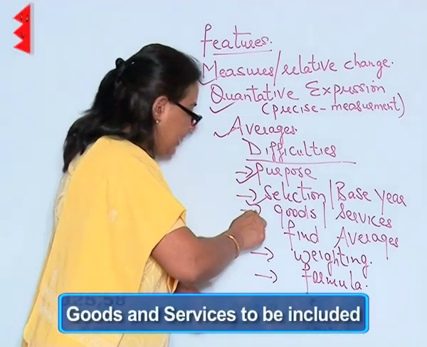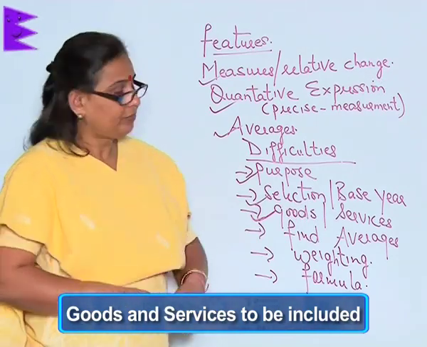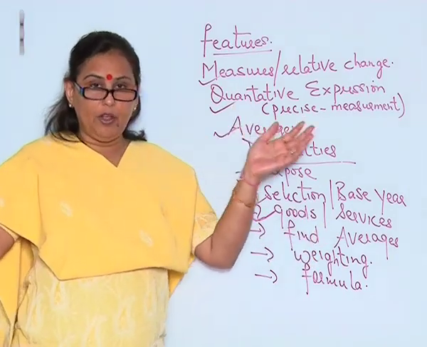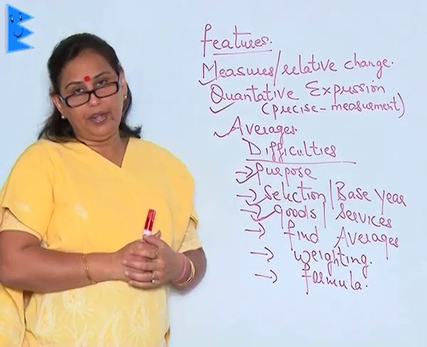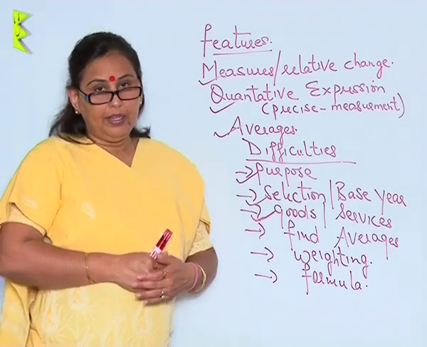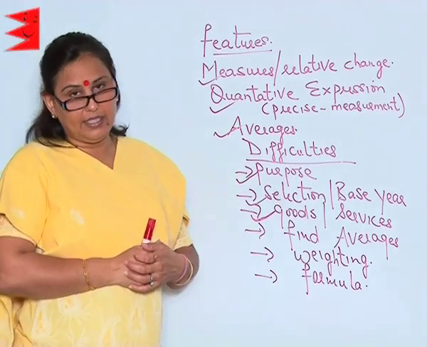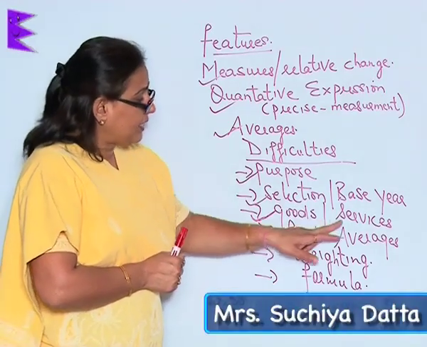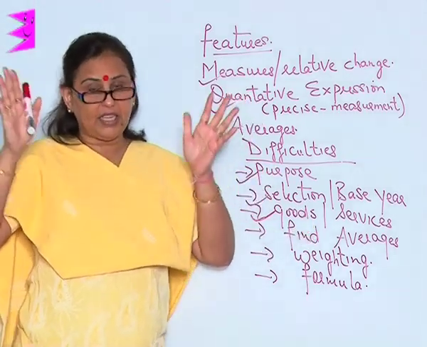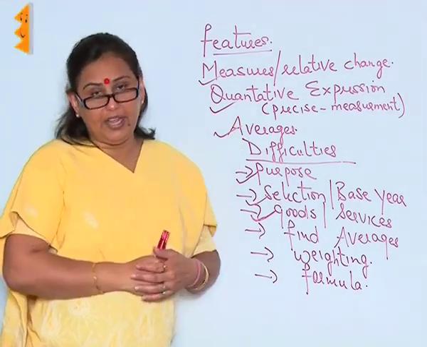Next, after we have selected the base year and we know the purpose, what are the goods and services that we must include in our index number? While we make an index, it is not possible that we take all the commodities in one particular index. For example, if the purpose is finding out the sale of cars, then the goods and services I will have to pick up are the makes of the various cars and the rise or fall in the sales of those cars.